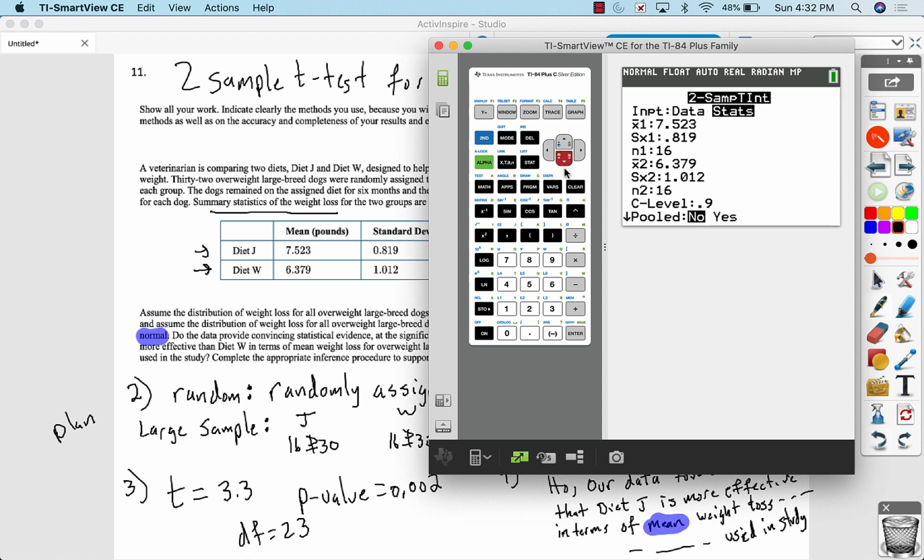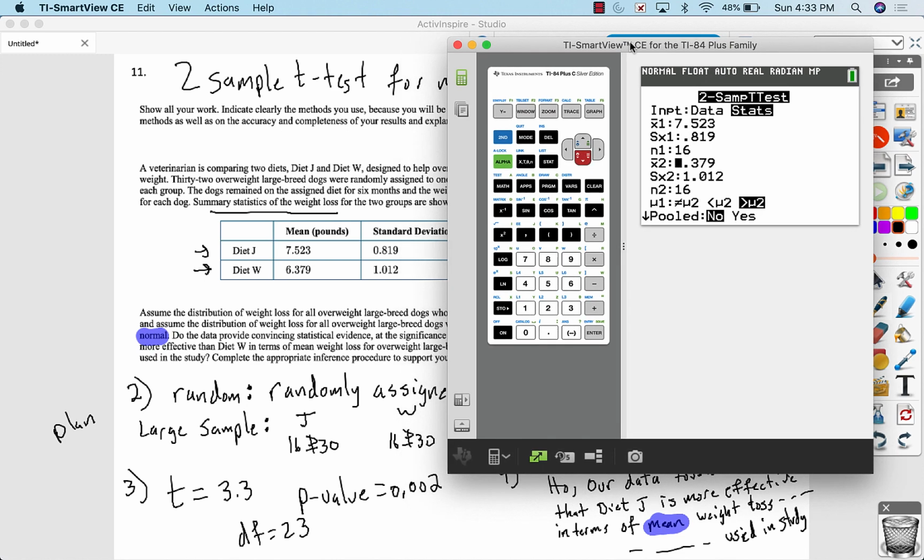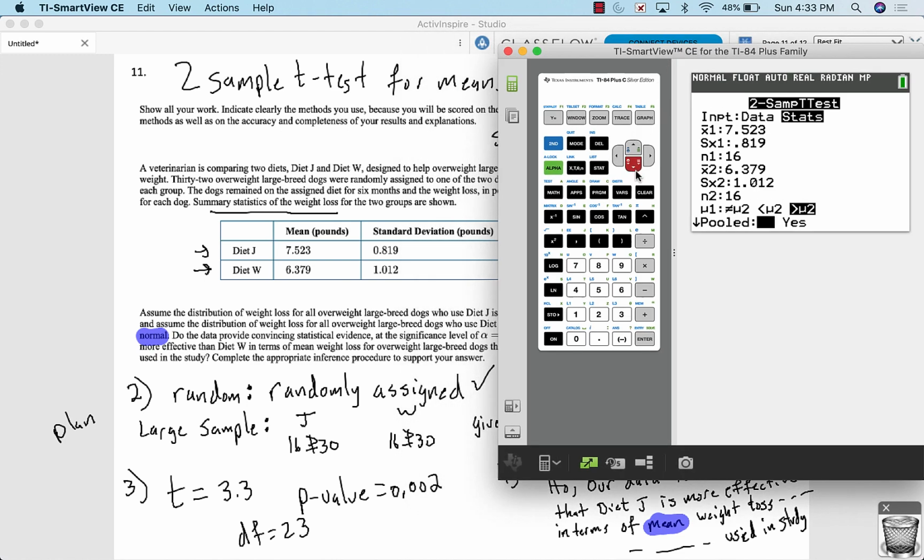What am I doing on the interval? Darn it. Didn't even have my surgery yet. Okay, hopefully I kept it. 2 sample t-test. Okay, I was wondering why that wasn't there. 2.523, 0.819, that's right. 6.379, 1.012, 16. I don't know. Seems right. So maybe I am right.